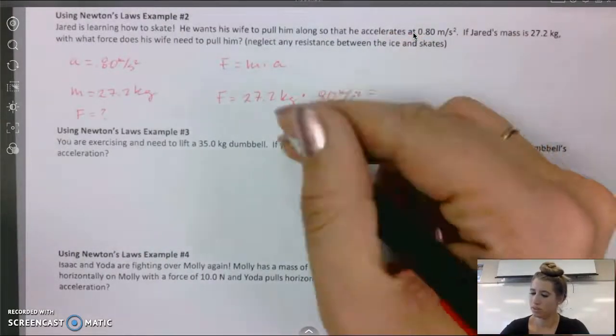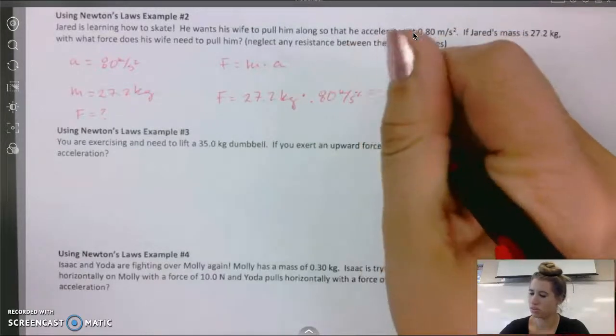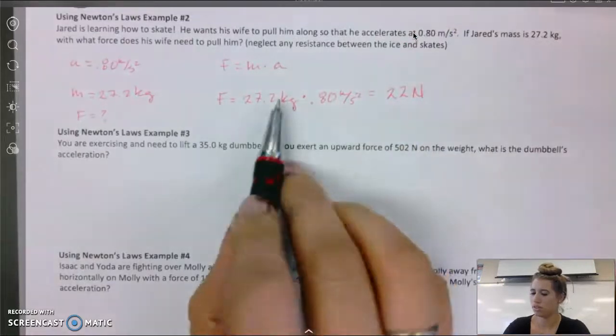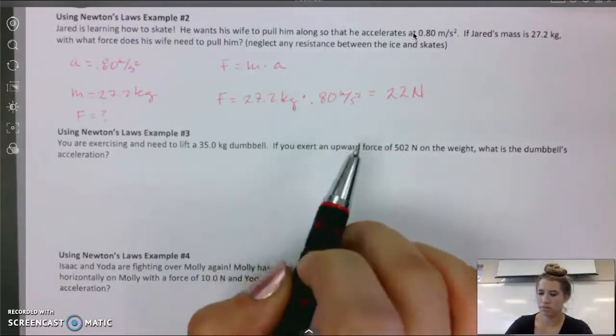21, we have 2 sig figs, 3 sig figs, we'll do 2 sig figs. So it'd be 22 newtons, which is a kilogram meter per second squared. Okay.